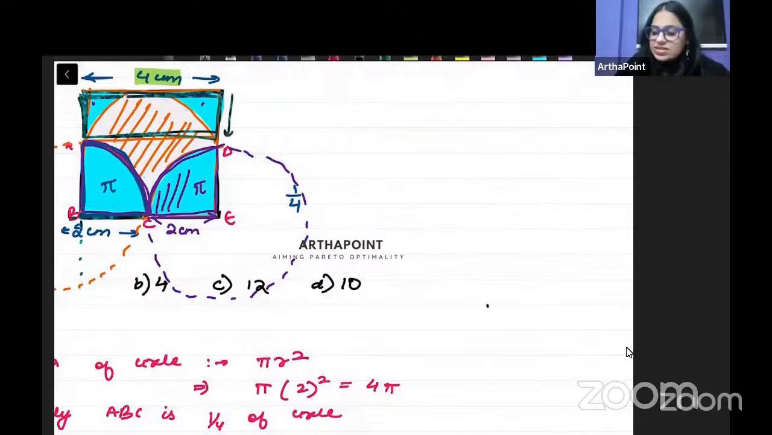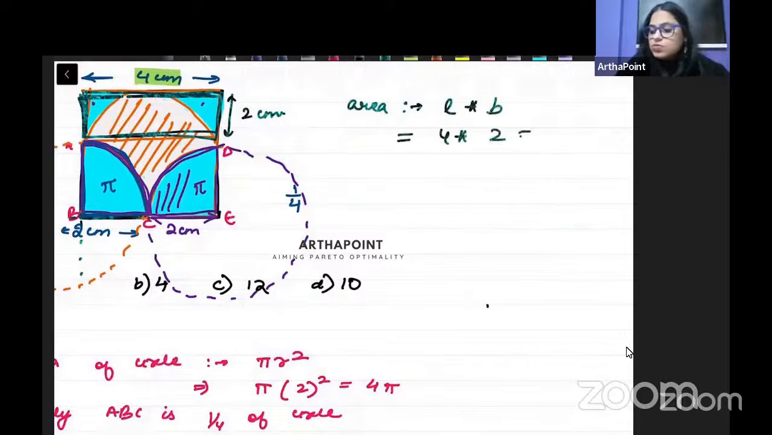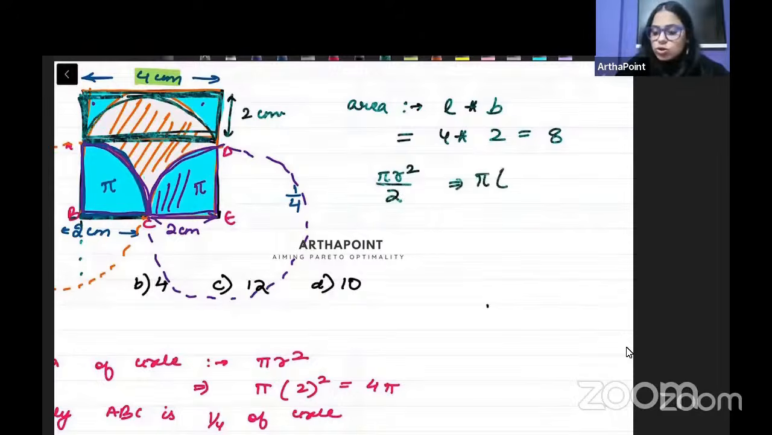This rectangle has this side given to me as 2 centimeter. So I know that the area of this rectangle will be length into breadth, which means 4 into 2, which is 8. And this is half a circle. So, bache, what is the area of the circle? Pi r square, right? So what is going to be the area of half of the circle? Divided by 2. The radius of this circle is also 2 only, because the diameter is 4, radius is 2 only. So it is going to be pi into 2 square by 2. So this is going to give me 2 pi.